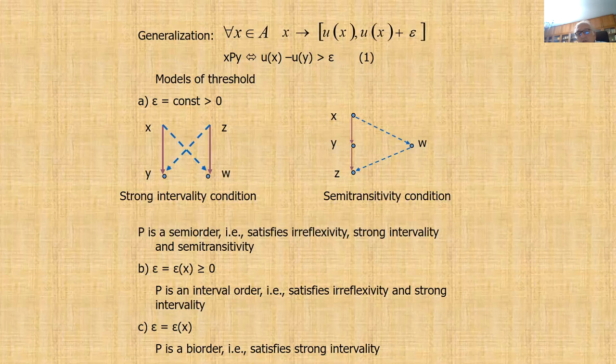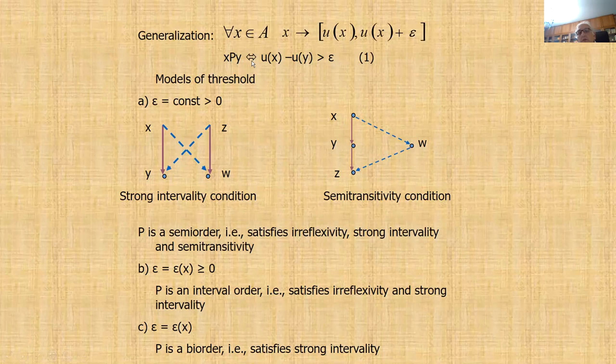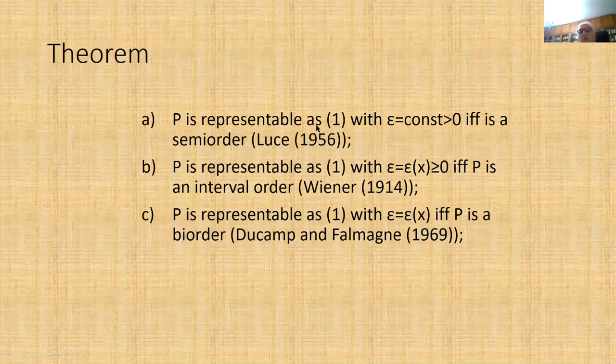And we have a theorem. Again, I would like to remind you this very equivalence: XPY is equivalent, if and only if, to U of X minus U of Y being greater than this threshold value, this insensitivity of comparison. Okay, then the first result was proved by Norbert Wiener in 1914: that P is representable as one with this kind of epsilon if and only if P is an interval order.